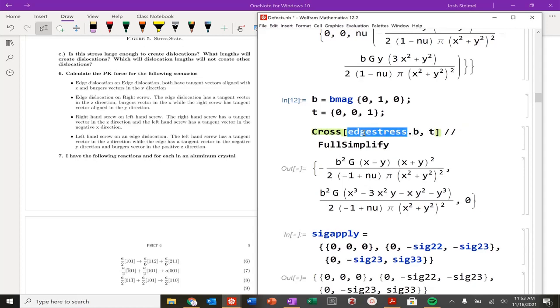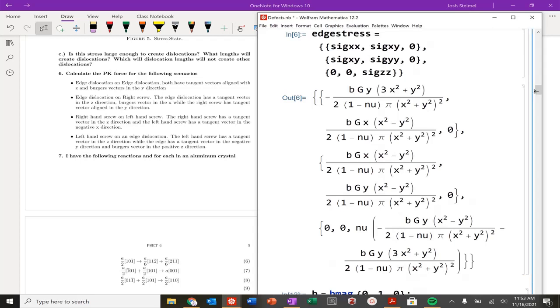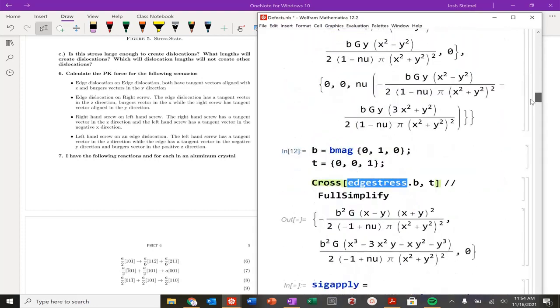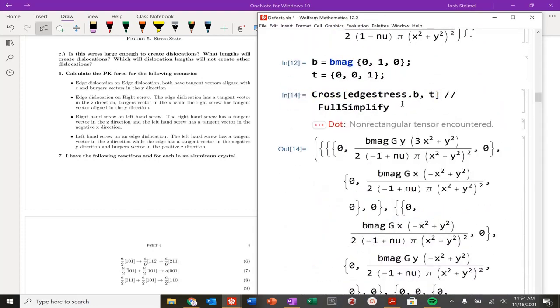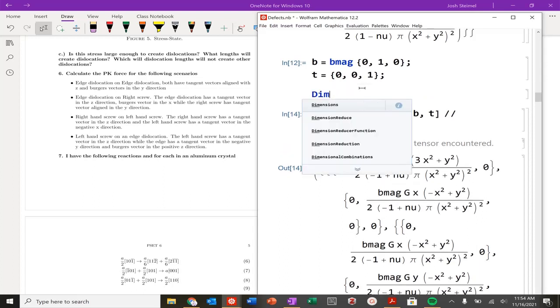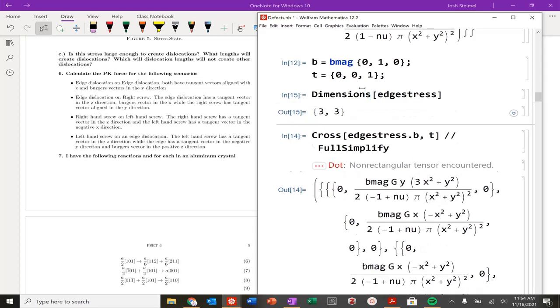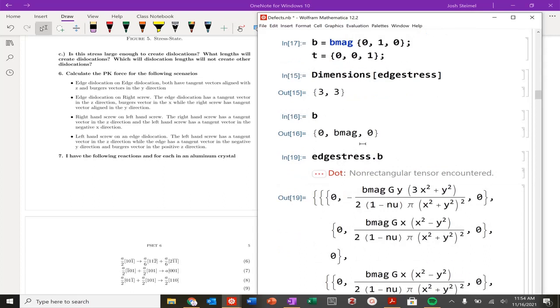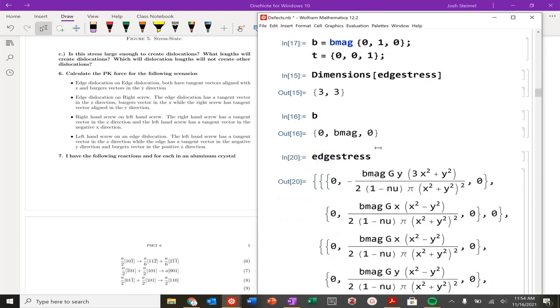So again, I'm looking at the stress. This stress state is always for a line direction, for either edge or screw, aligned with the z. So I can only use that if I have those values. So I could cross that. Oops, I think it doesn't like that. Let's see, what are my dimensions? Stress. What about my P mag? Should be okay. Let's see. What does it like? Do I have, what is edge stress? Let's look at it.